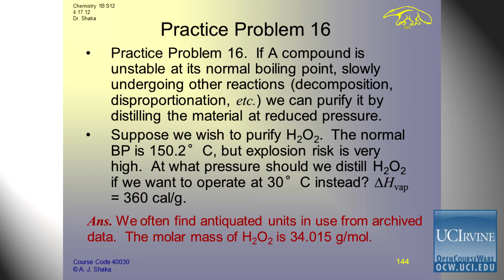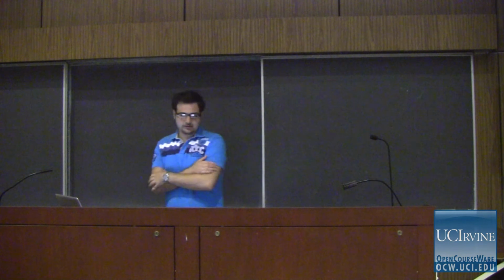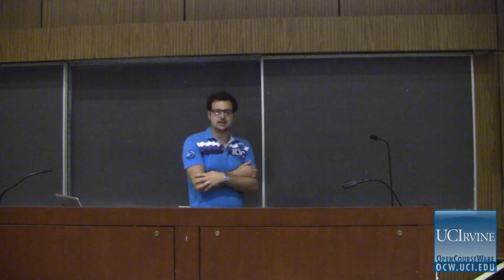How do we do that? Let's try to think about it logically. Do we need a higher pressure or a lower pressure? Do we want to condense it more, or do we want to vaporize it more? Well, we'll just see in a sec. So we want to determine at what pressure we should distill H2O2 if we want to operate at 30 degrees Celsius. So we want to boil this at a very low temperature. And they give you the heat of vaporization, and it's in calories per gram.